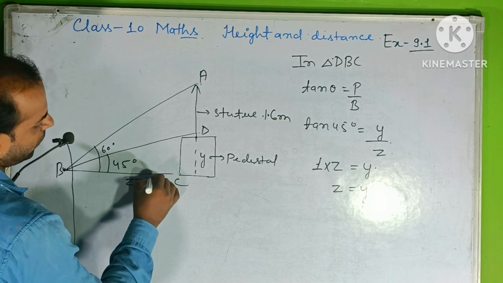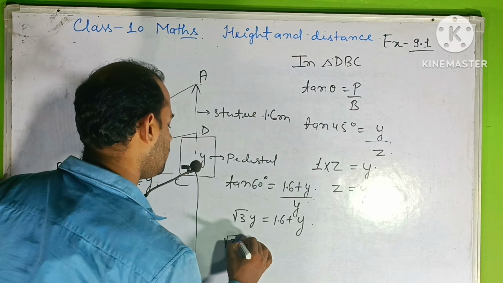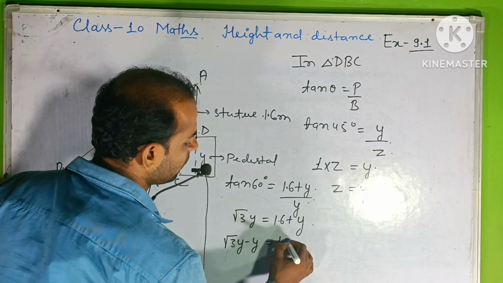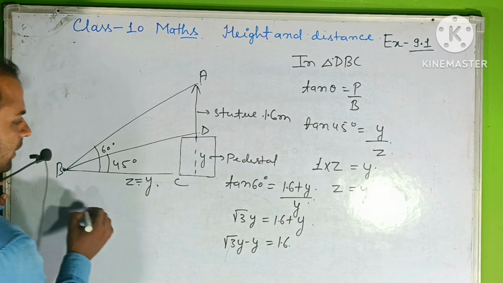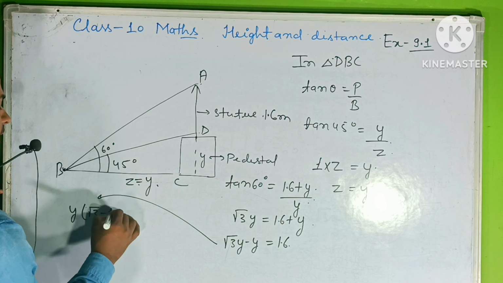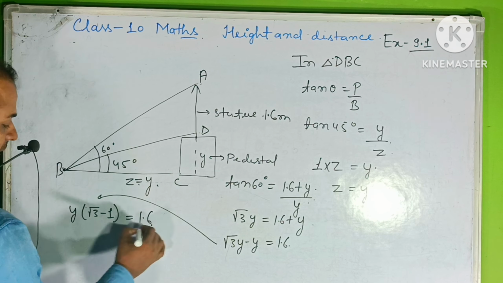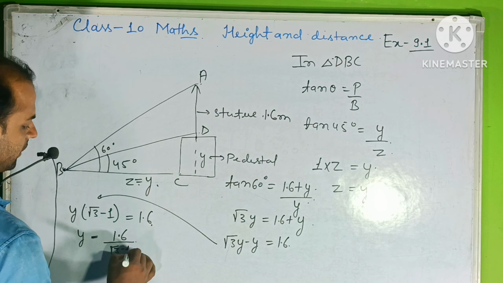Tan 60 degrees is equal to perpendicular, which is 1.6 plus y, upon base, which is y. Tan 60 is root 3, so root 3 is equal to (1.6 plus y) upon y. We will take y to this side. What it will become? Root 3 y minus y is equal to 1.6. We will take y as common. It will become y (root 3 minus 1) is equal to 1.6. The value of y will be 1.6 upon root 3 minus 1.